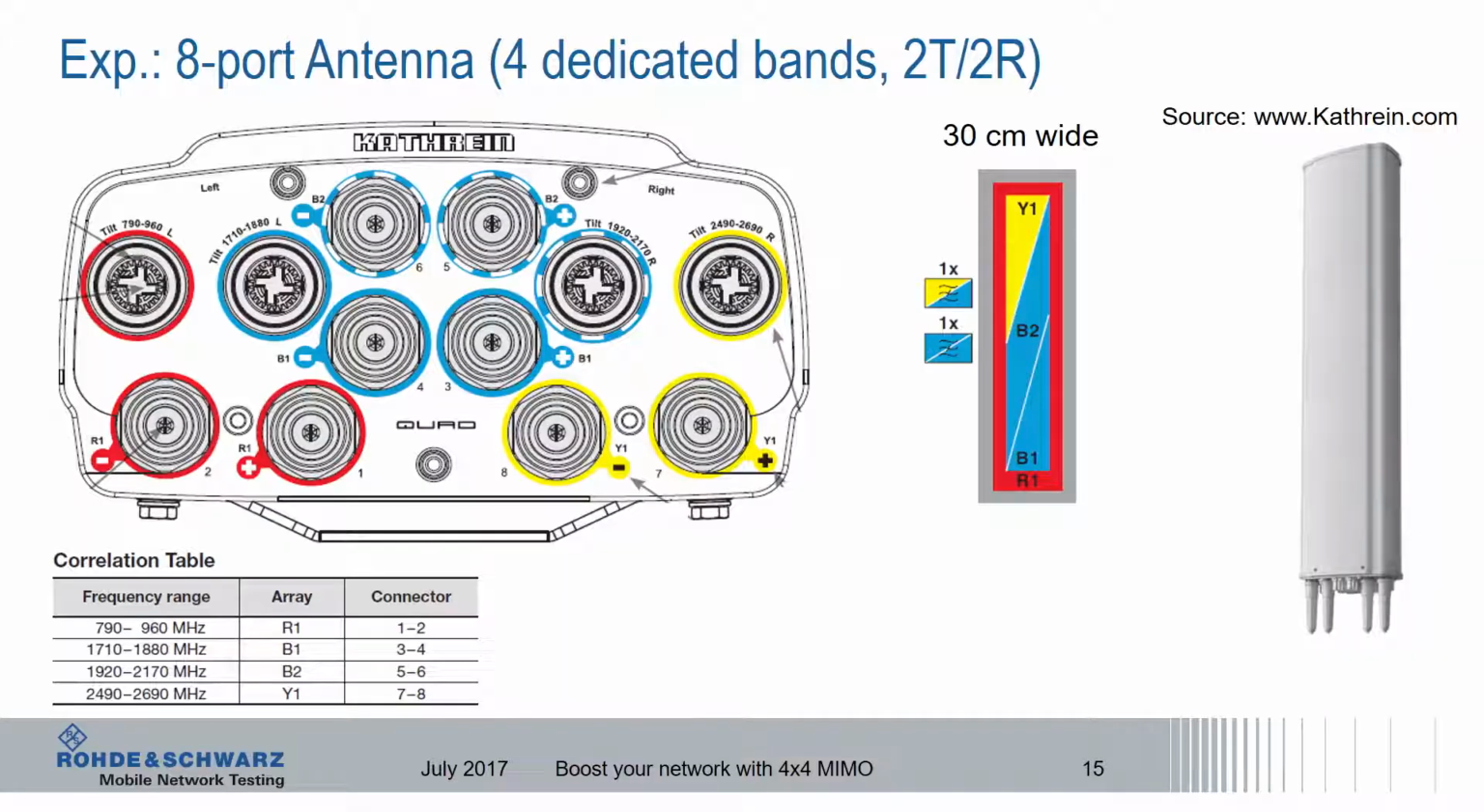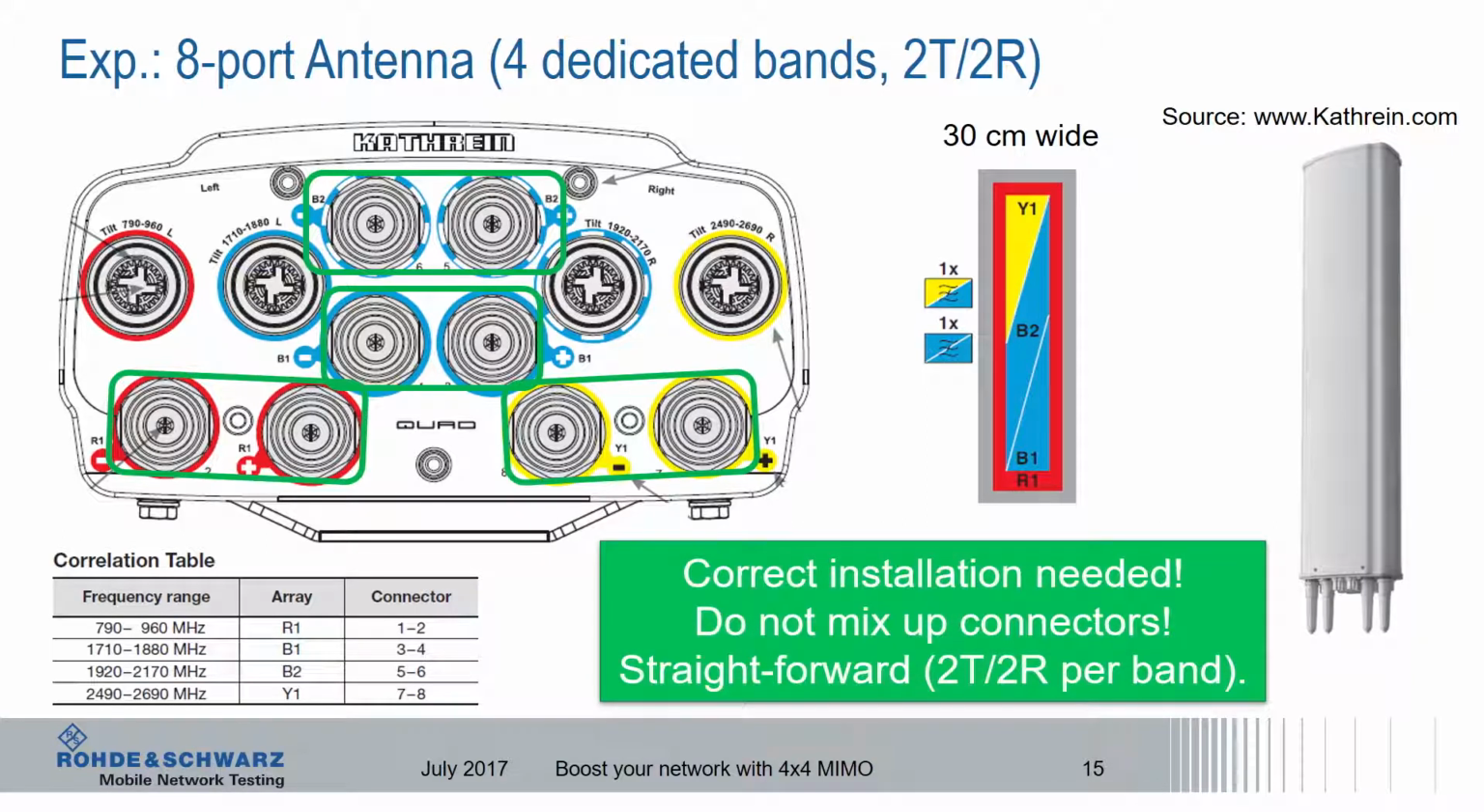This is an example of an 8-port antenna, and this shows 1 low band and 3 high bands. We just took antenna examples here from the Kathrein website just to explain some basics. This is a single column antenna, 30 centimeters wide. And you see here 2 connectors per band. So this would offer us a 2 transmit, 2 receive antenna configuration on all 4 supported bands. So this is a straightforward deployment, straightforward installation. Of course, it's important to not mix up the connectors, but this antenna, of course, does not support 4x4 MIMO.